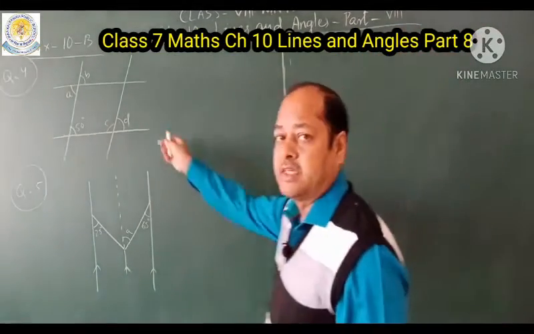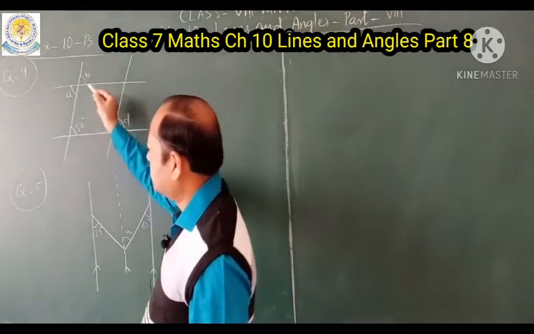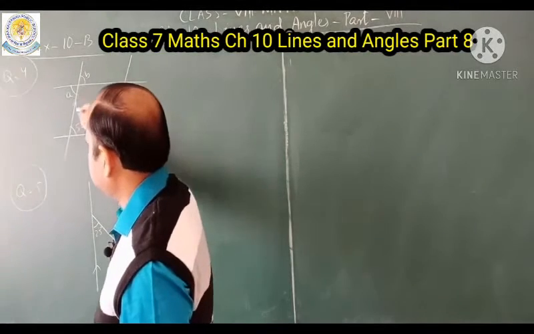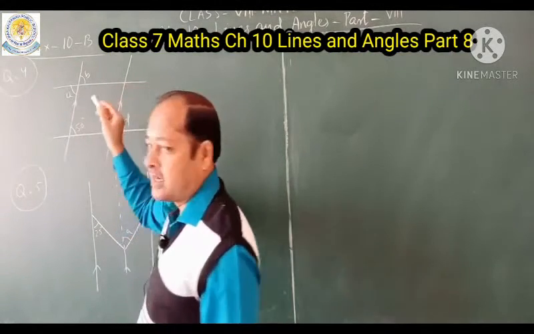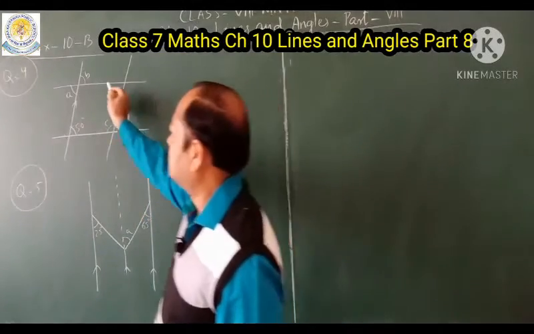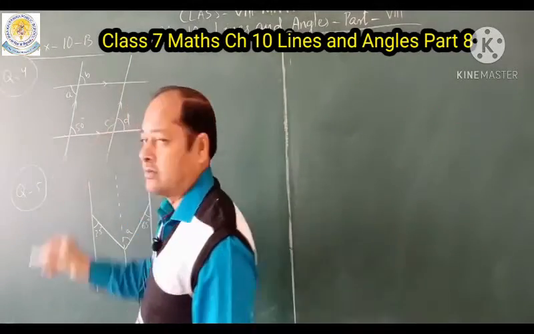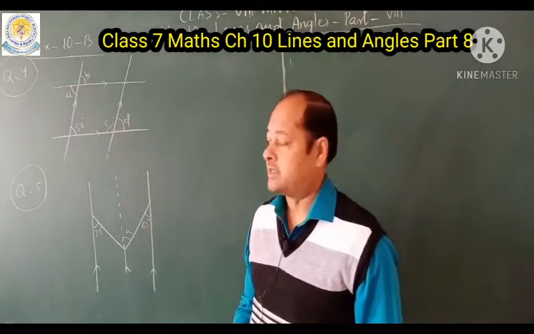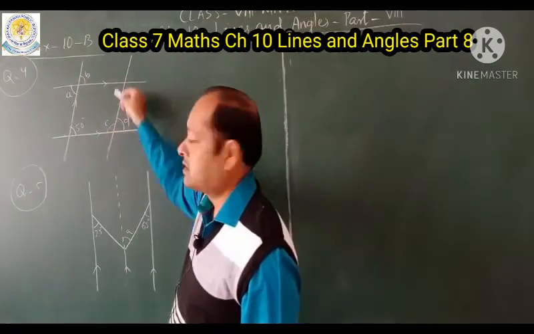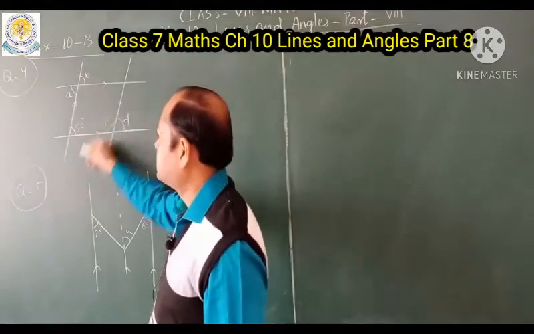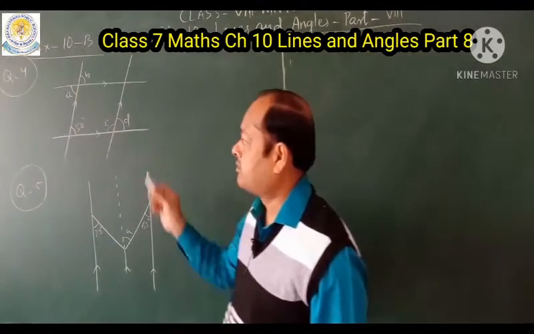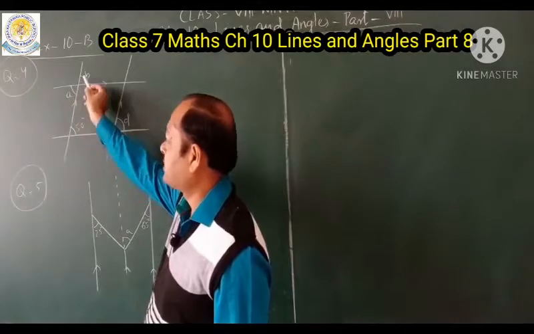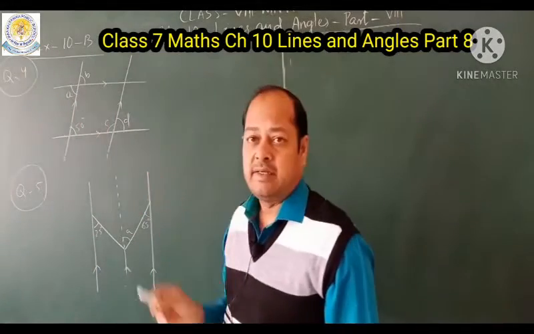So look at question number 4. Here one figure is given. Look at this figure. There are parallel symbols given, which means this line is parallel to this one, and also this line is parallel to this line. So there are two pairs of parallel lines given. One pair is this one, another pair is this one. Here we have to find out the values of A, B, C and D.